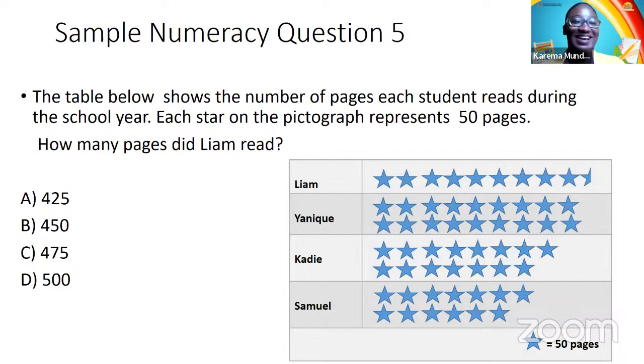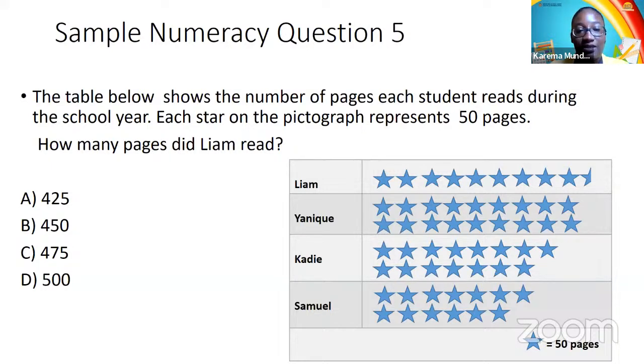I hope somebody answered. All right, the table below shows the number of pages each student reads during the school year. Each star on the pictograph represents 50 pages. How many pages did Liam read?